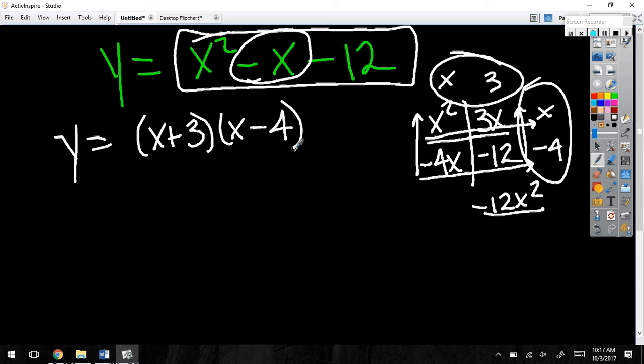Now, look at the white equation. Do you agree that it's now in intercept form? Tell me where it crosses the x-axis.